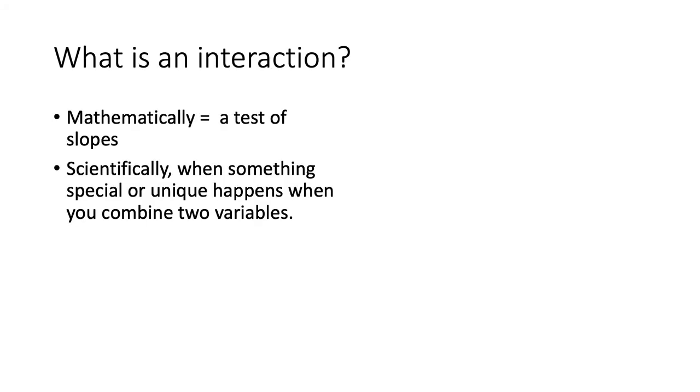So what is an interaction? Mathematically, it's a test among two or more slopes. Are the slopes in your experimental design different from each other? Scientifically, it's more important than that. It tells us when something special happens when we put two variables together. It's like a chemical reaction, like an explosion. It's something really unique to the combination of both factors together. That's all it is conceptually: something special is happening when you combine these two factors. I think that's really great. Mathematically, it's just a test of slopes.